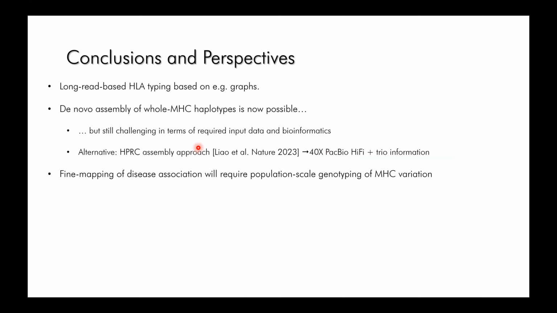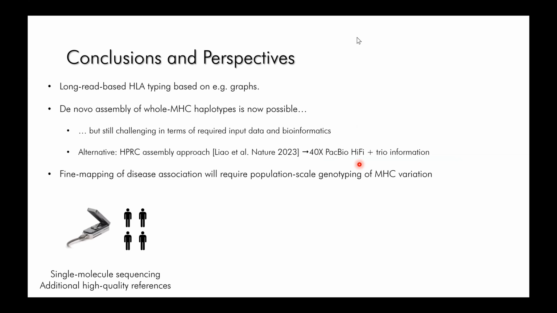What can we do with these completely resolved haplotypes? We can use them as a basis for fine mapping of disease associations. But in order to do that, we need to go one step further. We need to go from a small number of completely resolved haplotypes to population-scale genotyping of MHC variation. So how could that work? That is basically the third element, the combination of graphs and long-read sequencing that I alluded to towards the beginning of the talk. The program for achieving that goal works as follows.